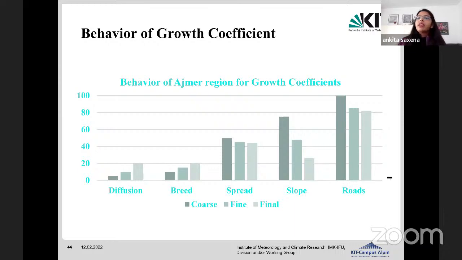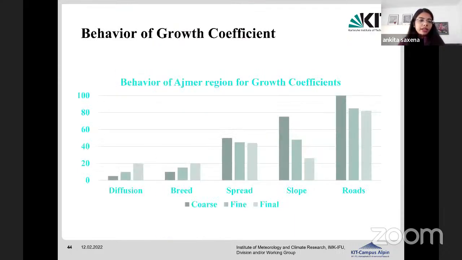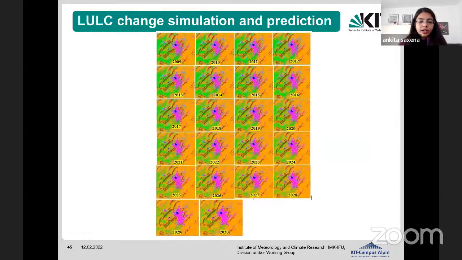So it also gives us an idea about what kind of growth will be prevailing in different areas. It's not necessarily the same for different regions; it could vary. So it's always interesting to test it with different scenarios and different regions to get a broader picture of different kinds of growth. This is how land use change has been projected for different futures.